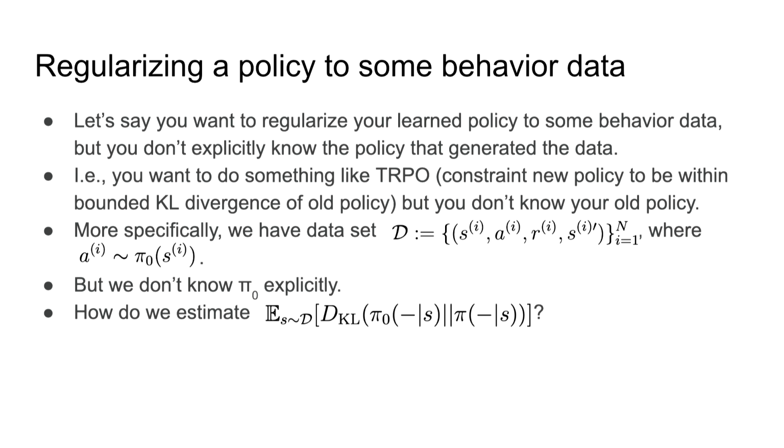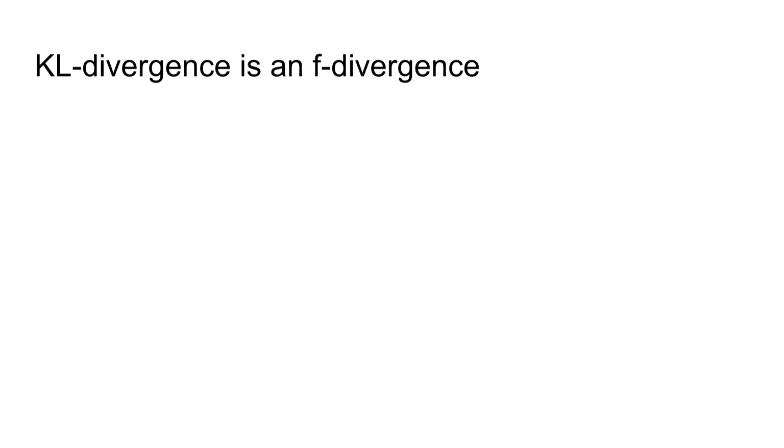And if you recall in TRPO, when you know pi0 and it has to be Gaussian, then you can actually compute this in closed form. But in this case, we don't know pi0. It might not even be Gaussian. It might be like a human doing something. But we still want to be able to estimate this.